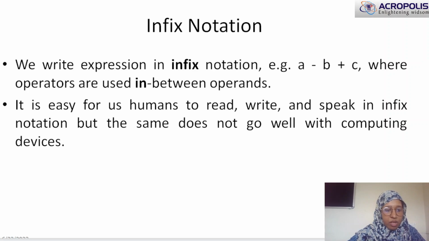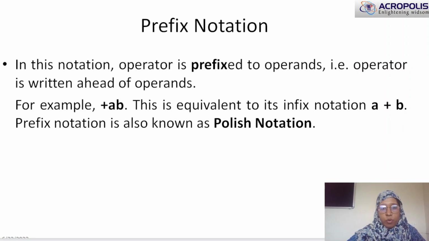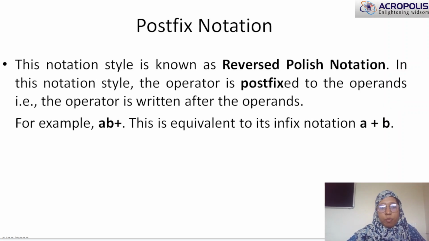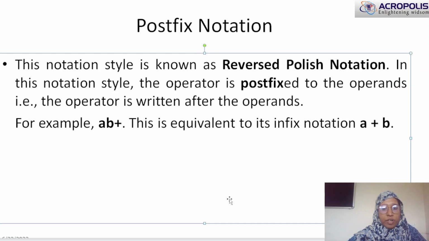Now in the prefix notation, all the operators come before the operands. For example, plus AB. This is equivalent to the infix notation A plus B. In this, the operator comes before the operands. This is called prefix notation. Now postfix notation is also called reverse Polish notation. In this, the operator comes after the operands. So firstly, the operator plus comes after AB. This is equivalent to the infix notation A plus B.